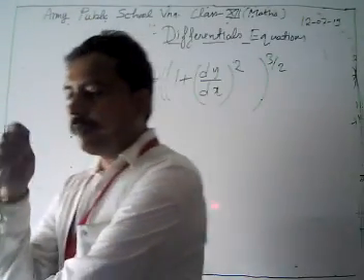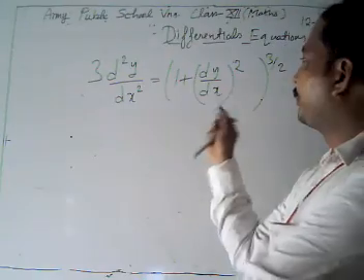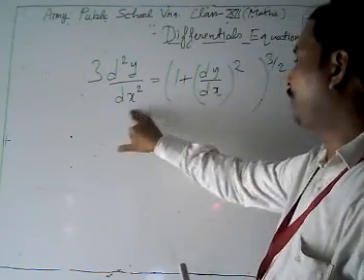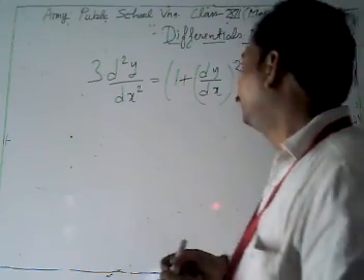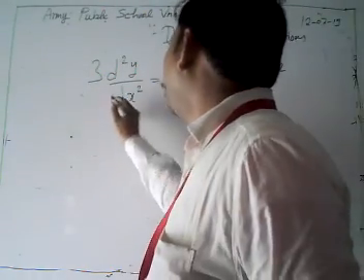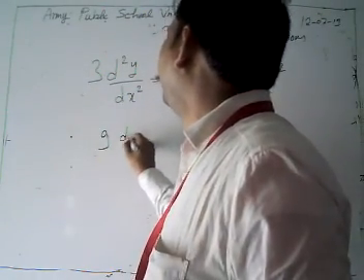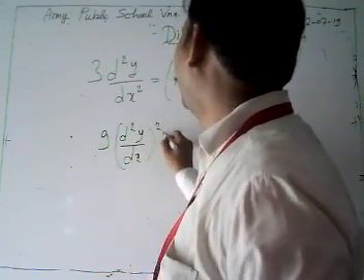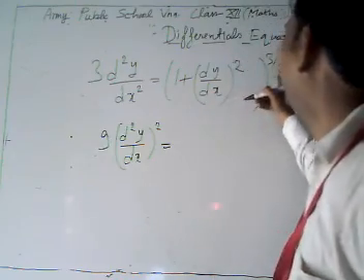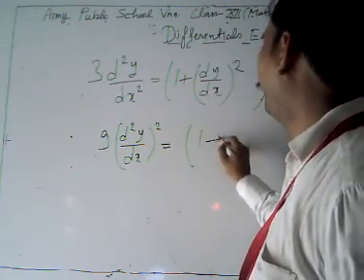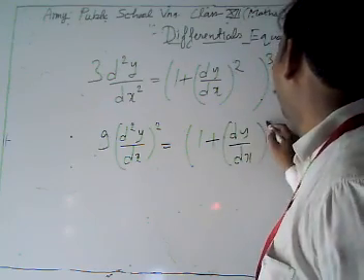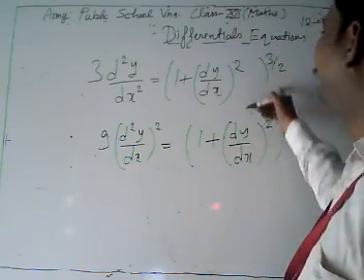Then what do we have to do? First of all, we have to remove this 3/2. How can we do it? I am going to take the square of both sides. After taking the square of both sides, we have 9 (d2y/dx2) whole squared, and on the right hand side we have (1 plus (dy/dx) squared) to the power 3.